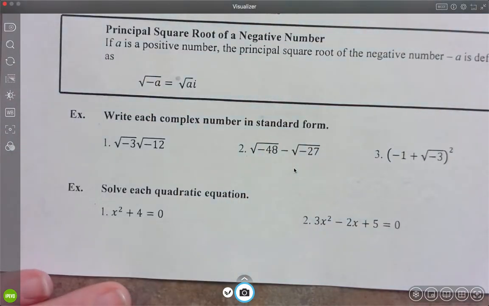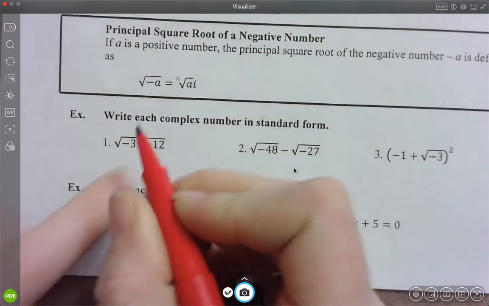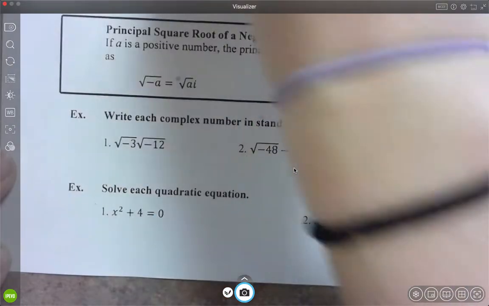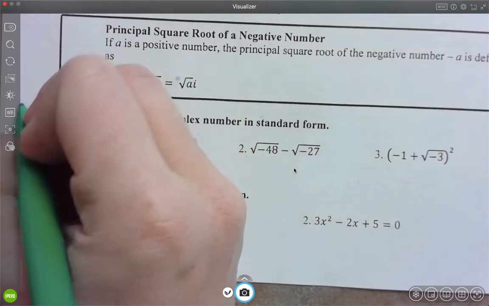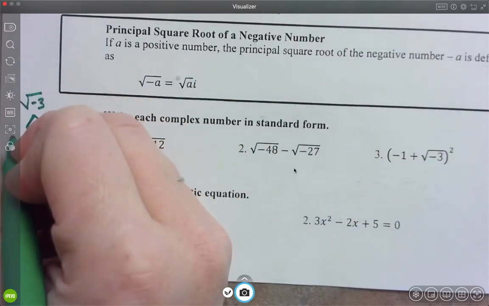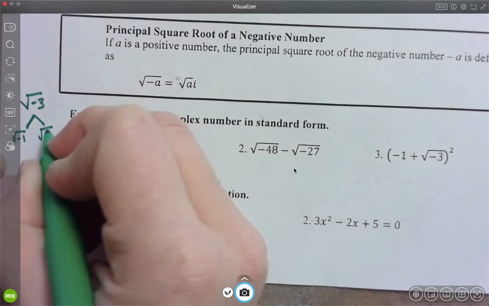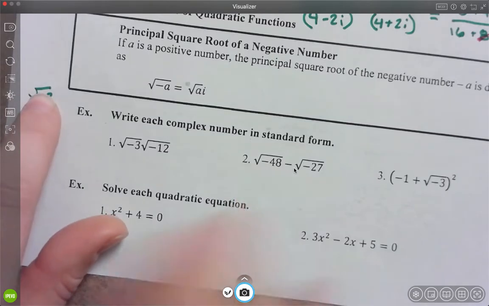Write each complex number in standard form. Okay, so the square root of negative 3 and the square root of negative 12. Okay, the square root of negative 3. I'm going to write it in a way that might make more sense to you. The square root of negative 3 is kind of like the square root of negative 1 times the square root of 3. Right? Those two pieces, when multiplied together, will give you the square root of negative 3.